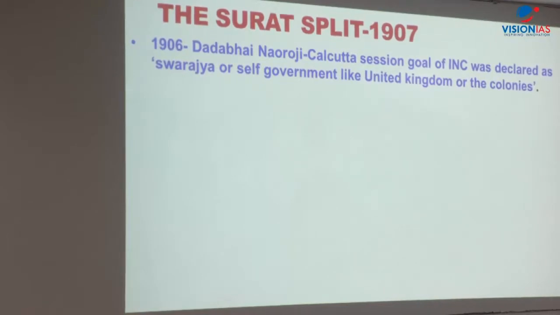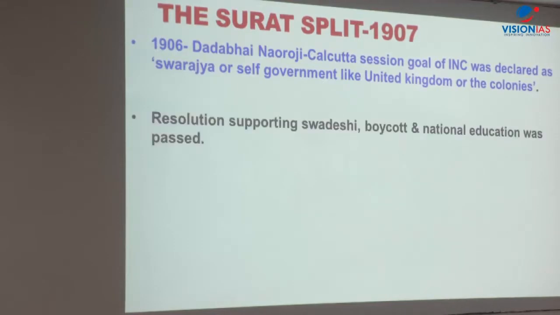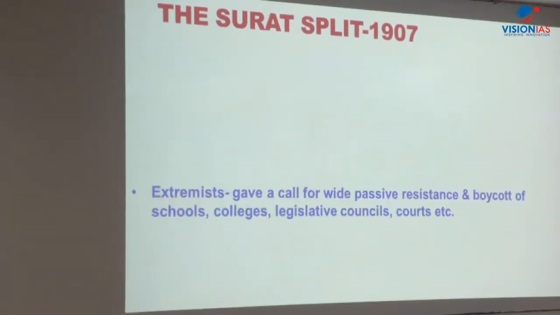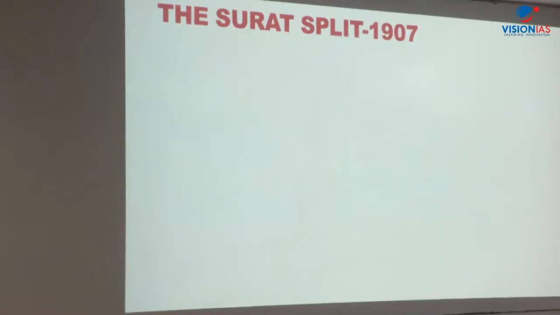Because the clause "through constitutional means" was introduced so as to pacify the moderates, and the demand for Swaraj was meant as an attempt to pacify the extremists. But nonetheless, their differences could not be resolved. And one finds that this is what led to the split.